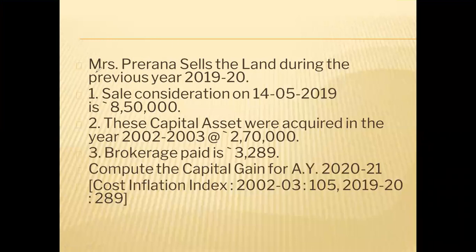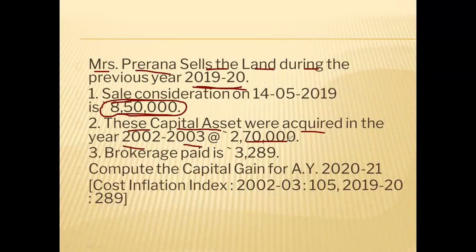Let us understand this illustration on long-term capital gain. Mrs. Prerana sells the land during the previous year 19-20. So Prerana was having a land which she sold during the previous year 19-20. Sale consideration was 8,50,000. So she sold the land for rupees 8,50,000. This capital asset, this land, was acquired in 2002-3 for 2,70,000.